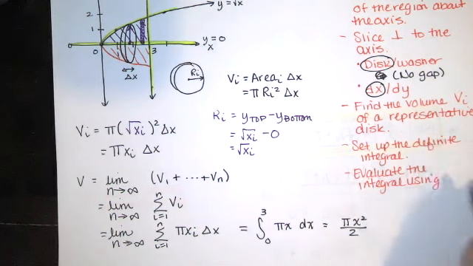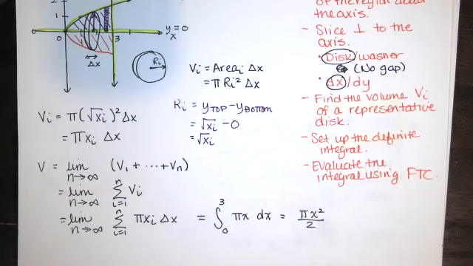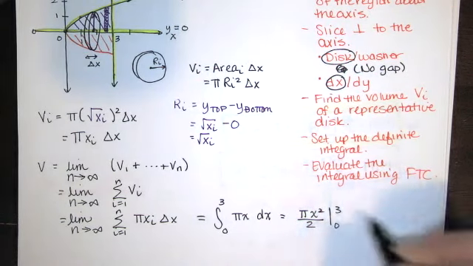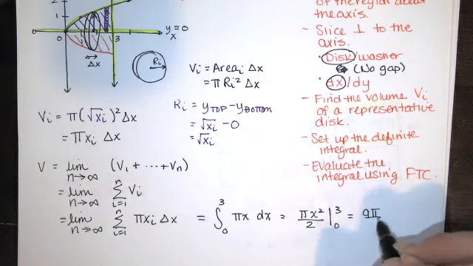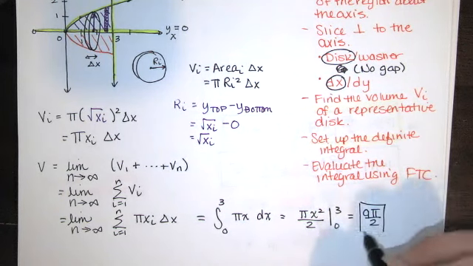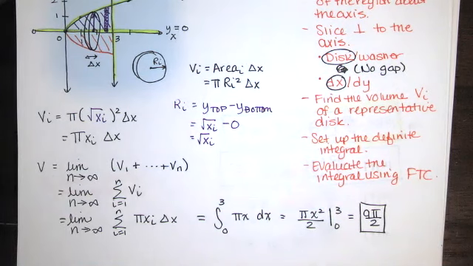This is called the fundamental theorem of calculus. I'll abbreviate that FTC. And then you substitute in the bounds 0 and 3 and subtract. 3 squared is 9. So we're going to have 9 times pi over 2 minus 0. So the volume is 9 pi over 2.